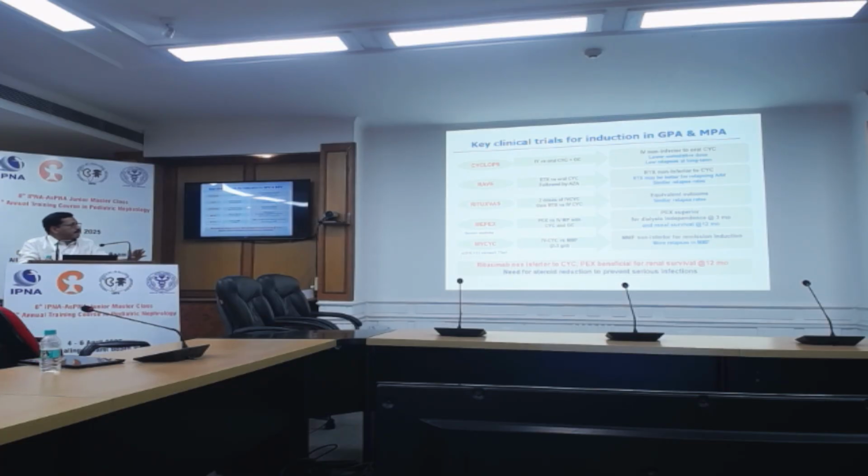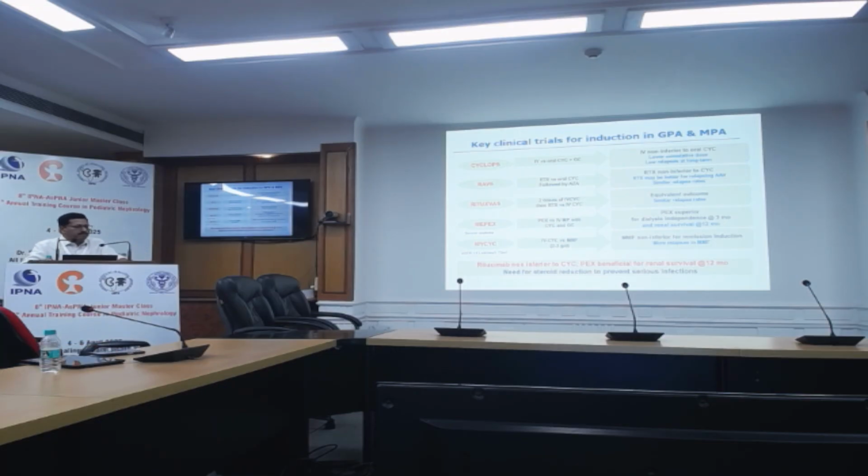On the other hand, rituximab was found to be non-inferior to cyclophosphamide, but was found to be better for relapsing disease, having a similar kind of relapse rate. The outcomes were similar with the use of rituximab, and the MEPEX trial showed that plasma exchanges were superior to methylprednisolone alone for dialysis independence at 3 months and 12 months.